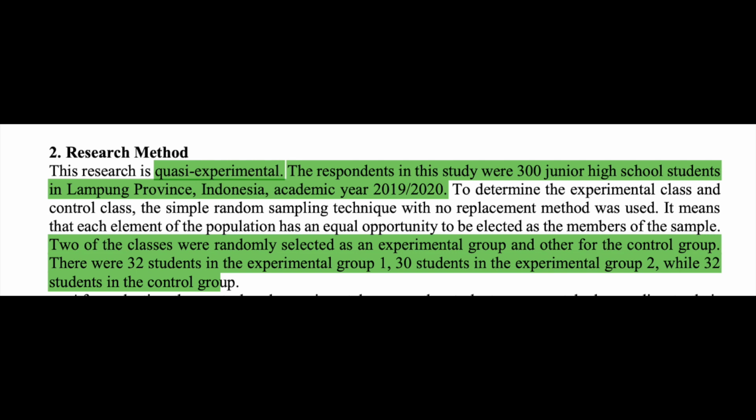For example, one of the important details of this is that it's a quasi-experimental study with 300 junior high students in Indonesia, and it tells me the years in which the study was conducted. The setting is described as 2 of the classes were randomly selected as an experimental group and the other from the control group. And there were 32 students in the experiment group 1, 30 students in the experimental group 2, while 32 students in the control group. Therefore, it alludes to somewhat a randomization, which adds power to your study.